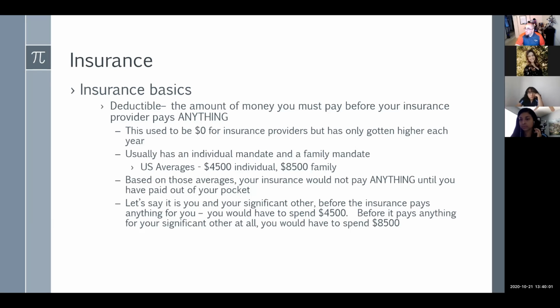Where they really get you, though, is when you get to the family plan. You guys just know that when you get to be a family, things get a little hinky, right? So for you, you have to get to $4,500. But before your spouse gets anything reimbursed, you may have to get to $8,500. And that's a pretty big jump. That can bankrupt families, right?